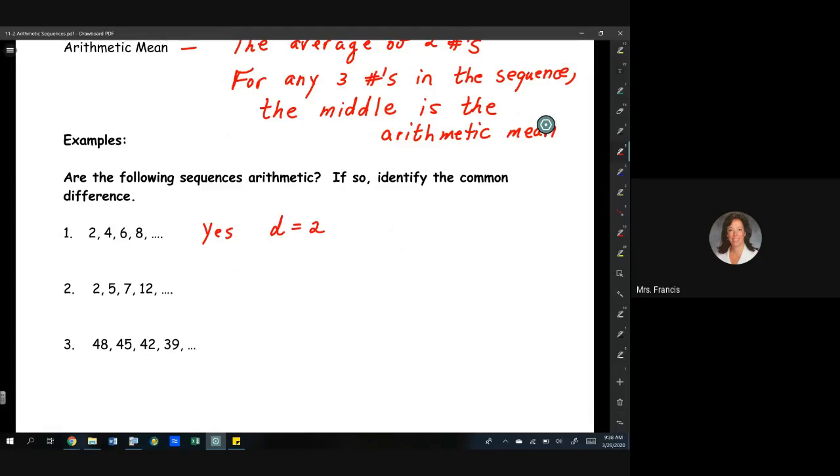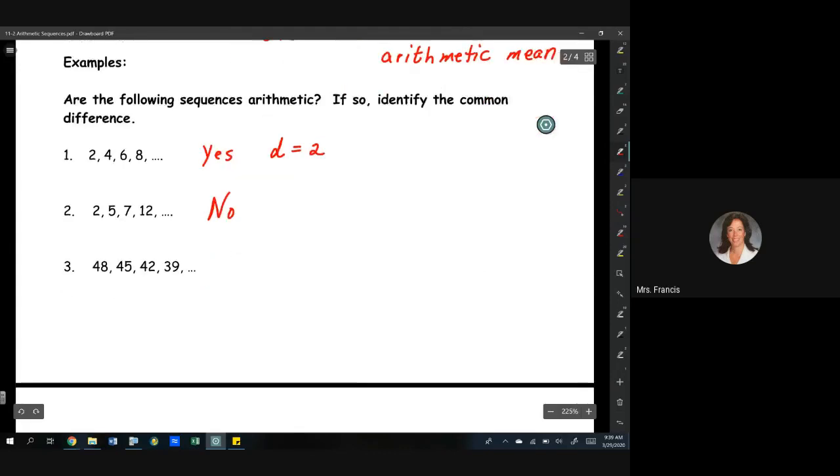Let's look at the next example. 5 minus 2 is 3, 7 minus 5 is 2. So right out of the gate, we know this is not an arithmetic sequence. And the last one, 45 minus 48 is negative 3, 42 minus 45 is negative 3, 39 minus 42 is negative 3. So yes, and our common difference is negative 3.